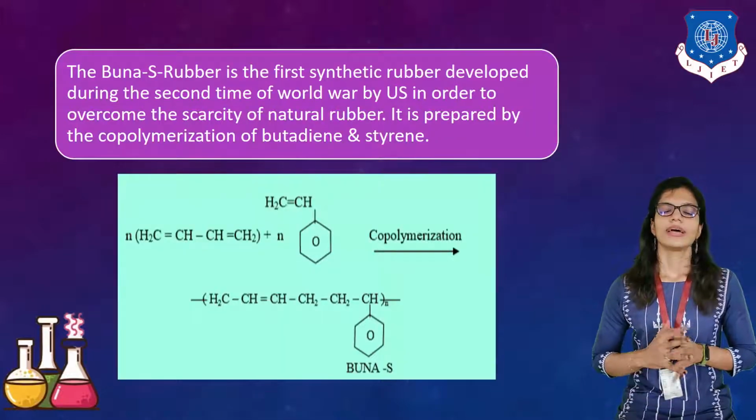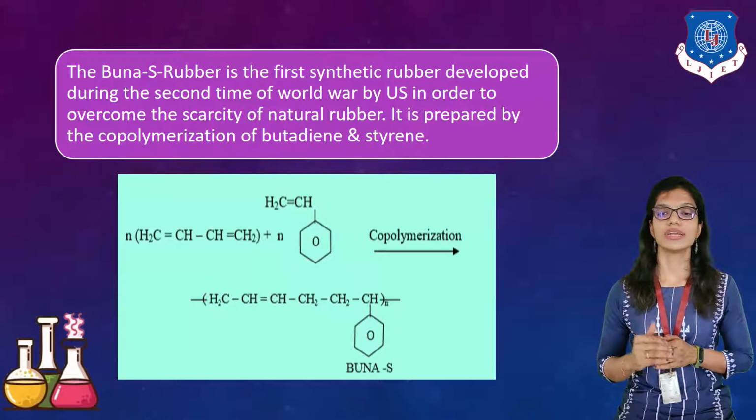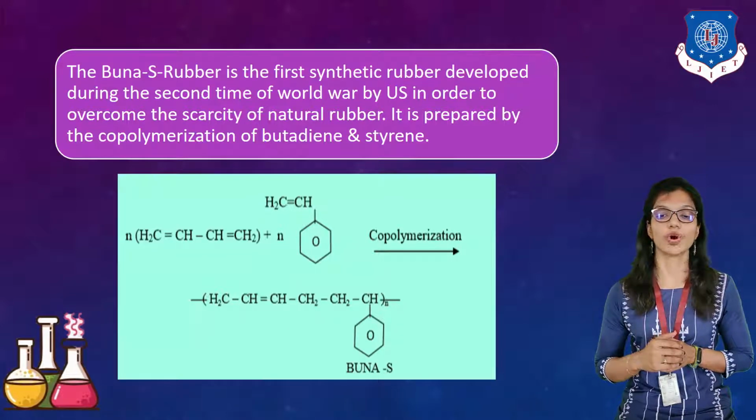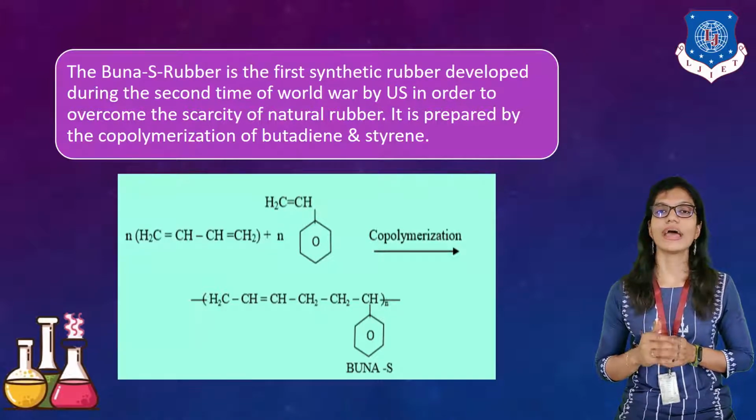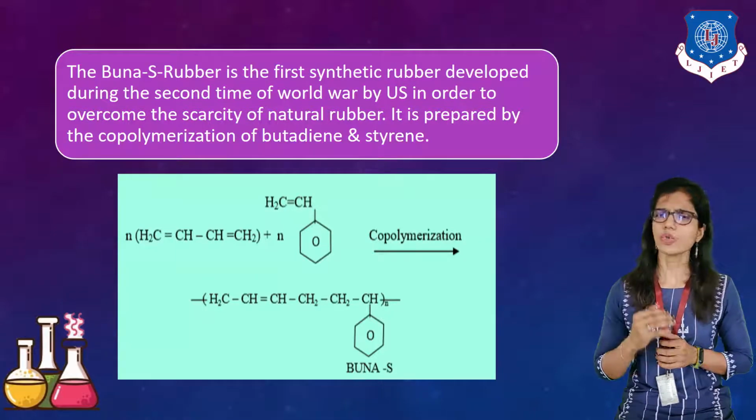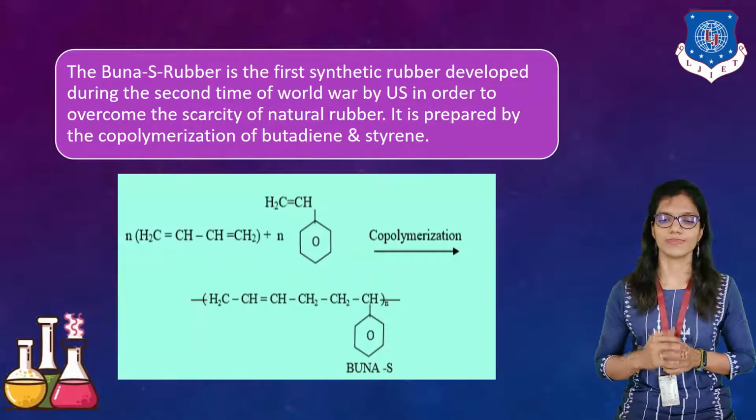Okay. So this Buna-S rubber is the first synthetic rubber developed during the Second World War by the US, that is, the United States, in order to overcome the scarcity of natural rubber, and it is prepared by the copolymerization method of butadiene and styrene. Both of these are combined together to form the Buna-S rubber.